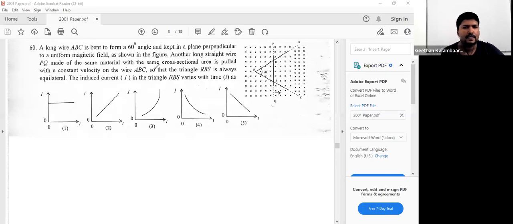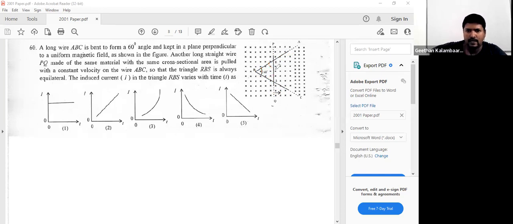Question number 60. So here, if you have read this question, you know what it says. We have a wireframe like this. That's this shape. And on that wireframe, we have another wire which can slide, and that is sliding on that wire to the right-hand side with a constant velocity. So this triangle will always be an equilateral triangle because this angle is 60. Both of these angles also must be 60.